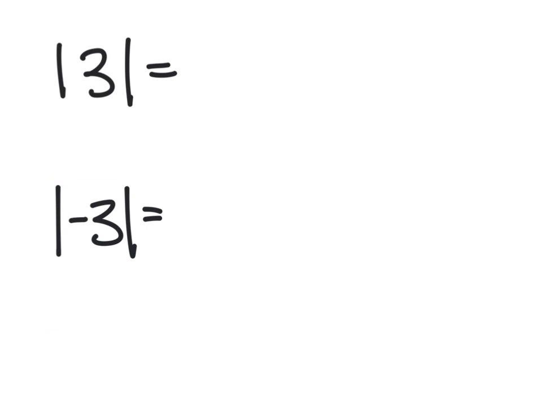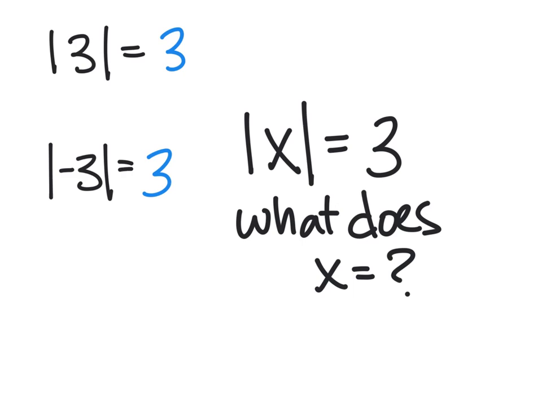Let's see it. So first, let's start with just the question, what's the absolute value of 3? Well, it's 3. What's the absolute value of negative 3? That's also 3. Well, then you have to ask yourself the question, if the absolute value of x equals 3, what does x equal? Well, x could have been 3 or negative 3. It's because of these two possibilities that each time we're going to have to set whatever's inside of the absolute value equal to the positive and negative of what's on the other side.